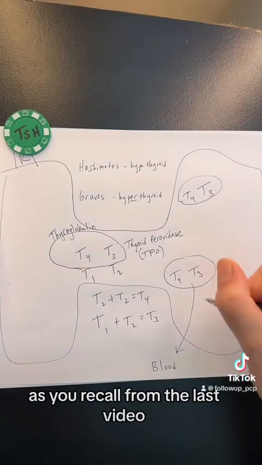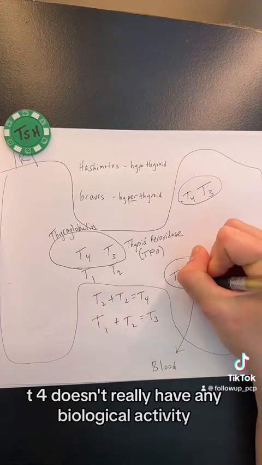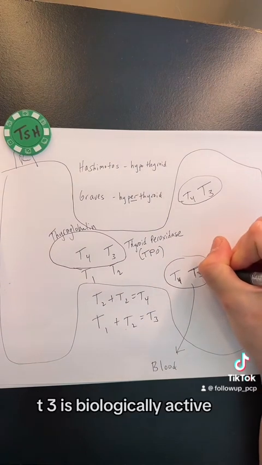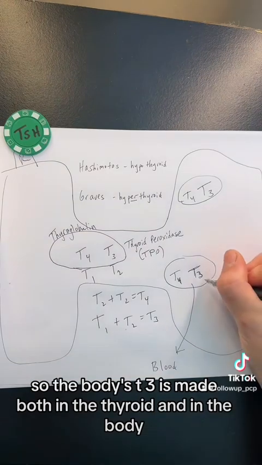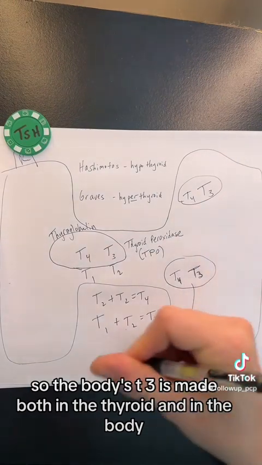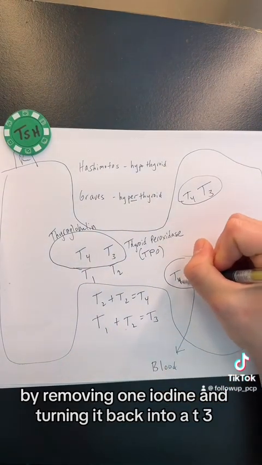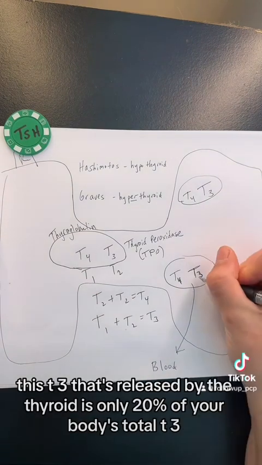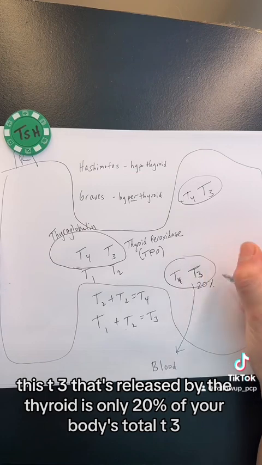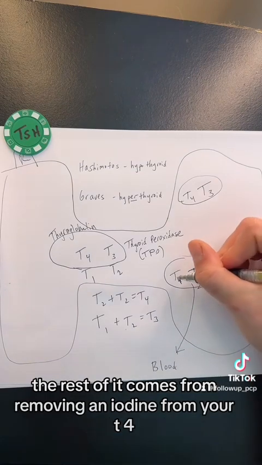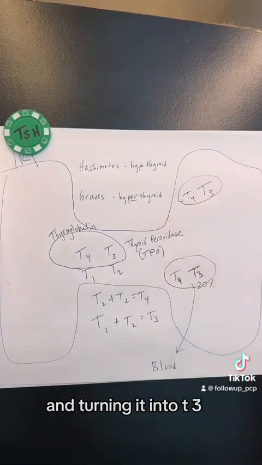As you recall from the last video, T4 doesn't really have any biological activity. T3 is the biologically active one. So the body's T3 is made both in the thyroid and in the body by removing 1 iodine from T4 and turning it into a T3. The T3 that's released by the thyroid is only 20% of your body's total T3. The rest of it comes from removing an iodine from your T4 and turning it into T3.